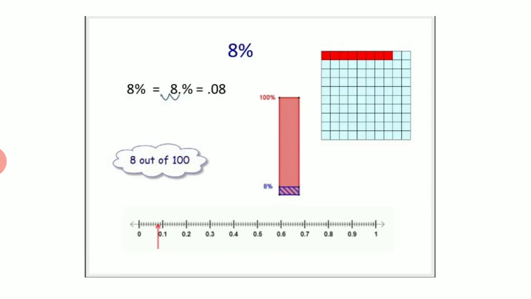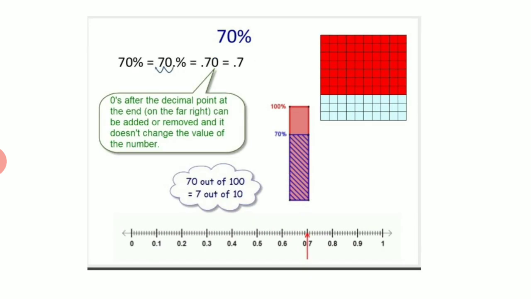We are taking the number 8%, children, and converting it into a decimal. 8% means 8 by 100. So when we divide 8 by 100, in the given grid, children, you can see 100 boxes are there. Out of that, 8 boxes are red, that we have taken as 8 by 100. So it becomes 0.08. In the number line also you see, children, the number is represented as 0.08 with a red arrow. Now let us come to yet another number, that is 70%.